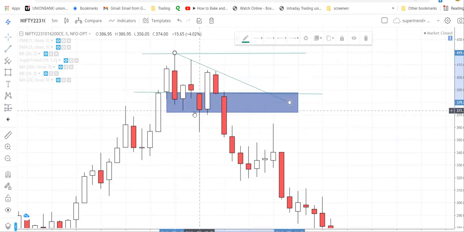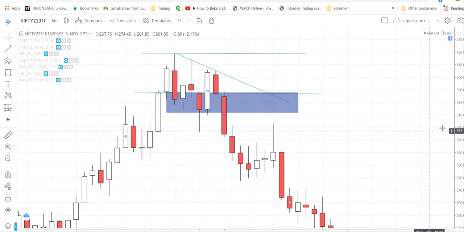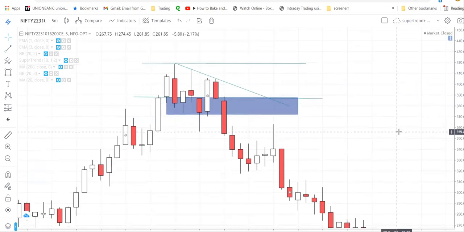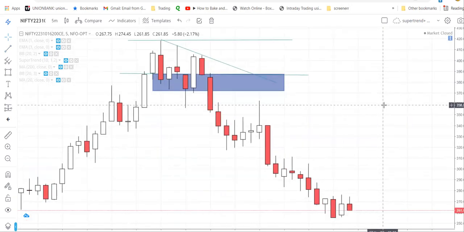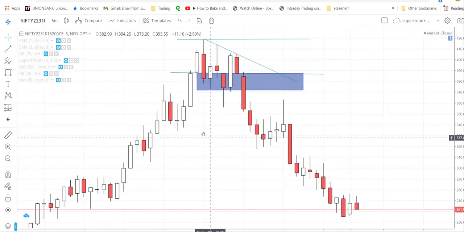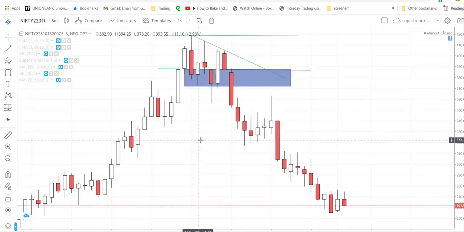This is the candle which showed the change in behavior. Suppose you would have sold the call option, if you have money, you can sell the call option, or otherwise you can shift to the 16,500 put option. Then you can buy the 16,500 put option and you can make money. Both ways you could have made money today in Nifty option.